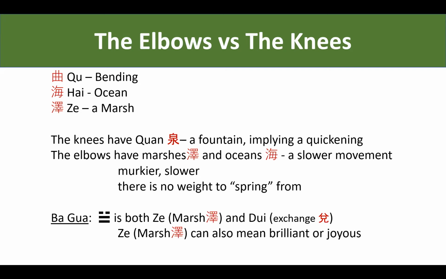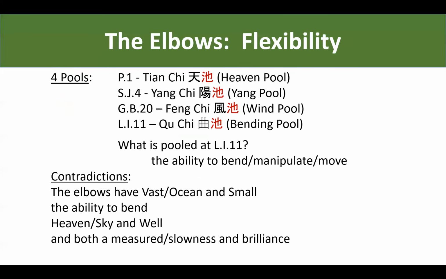So there's a spaciousness in the elbow that you don't get in the knees. Okay, it's a slower movement. Why? Because there's no weight here. You don't have to spring up. You don't need that fountain to spring up. In the elbows, you are accepting what comes from the world. Okay.